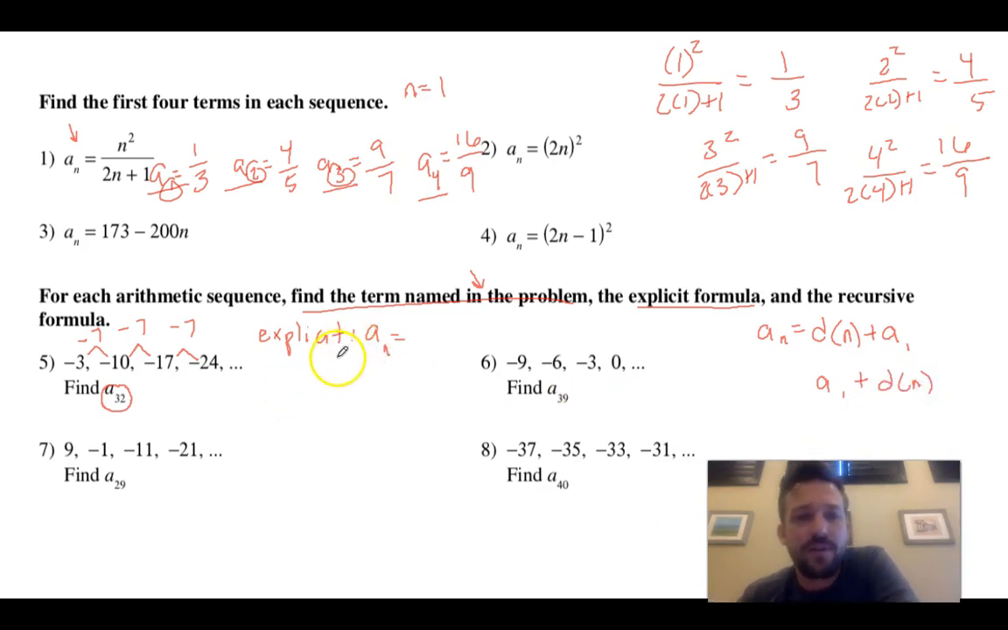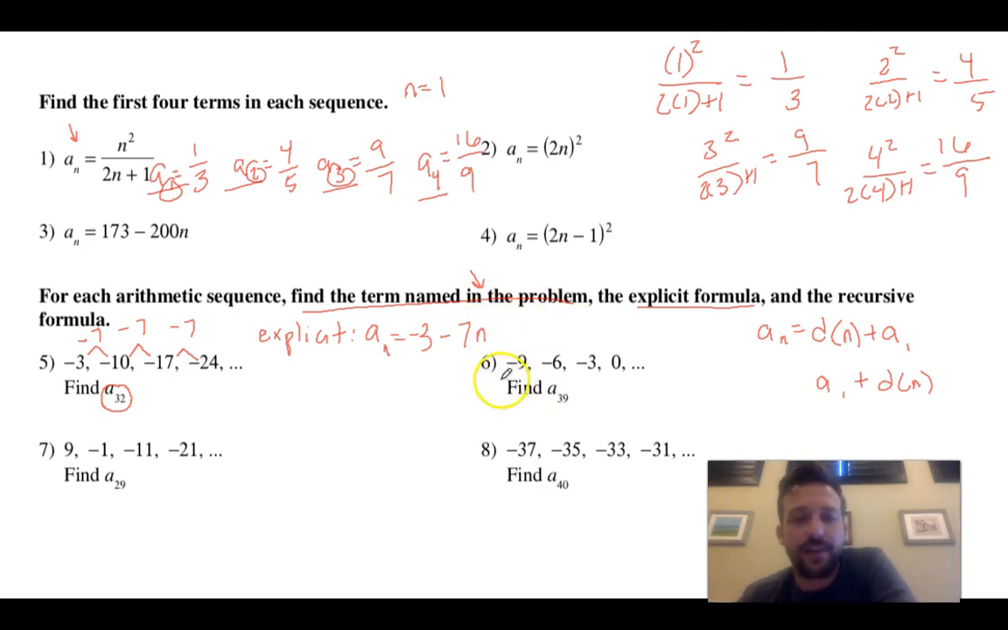Okay, so first thing I need to do is know the first term. So the first term in this case is -3. So my explicit formula is gonna start with -3, okay? And then it's gonna be my common difference. So in this case, it'll be plus a -7. I'll just write it as -7. And then it's gonna be times n.